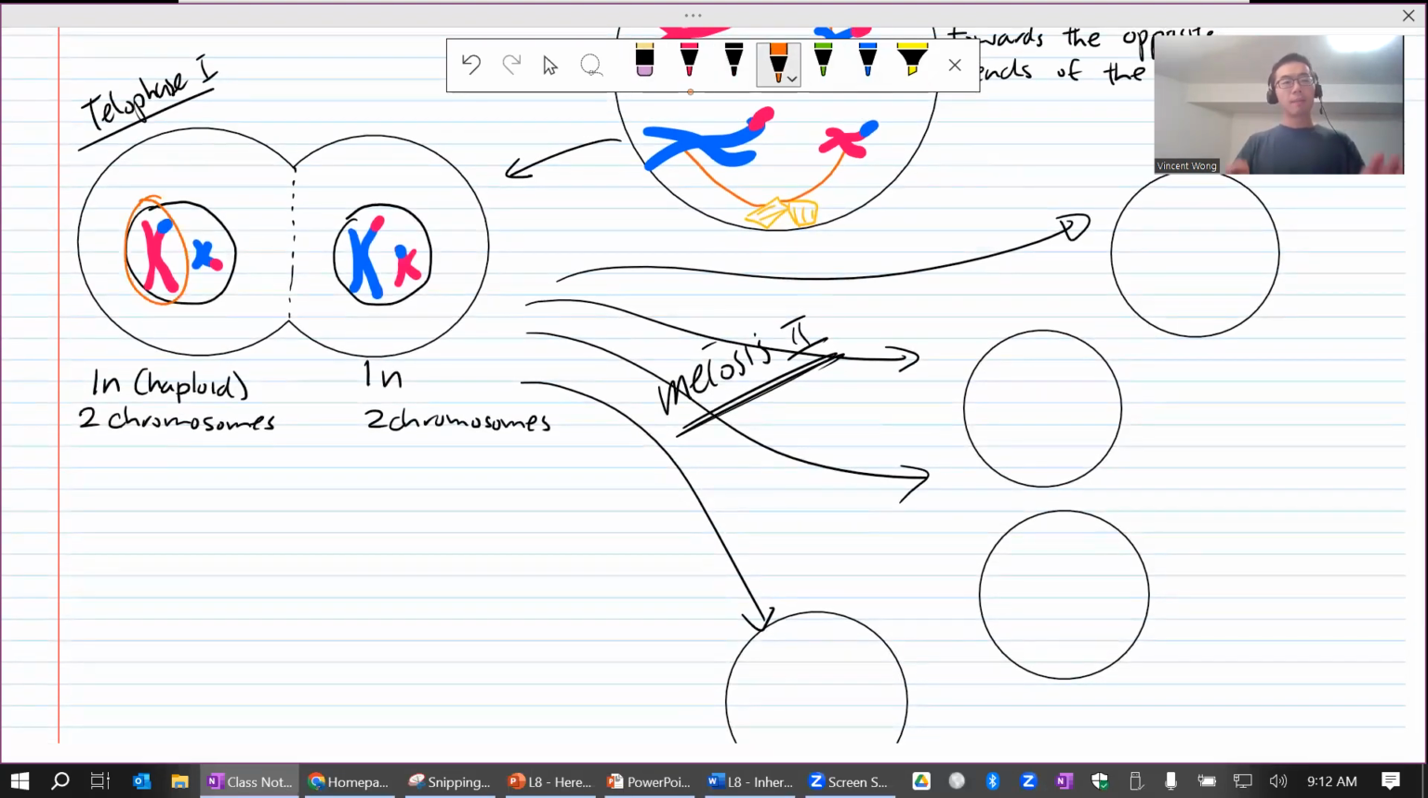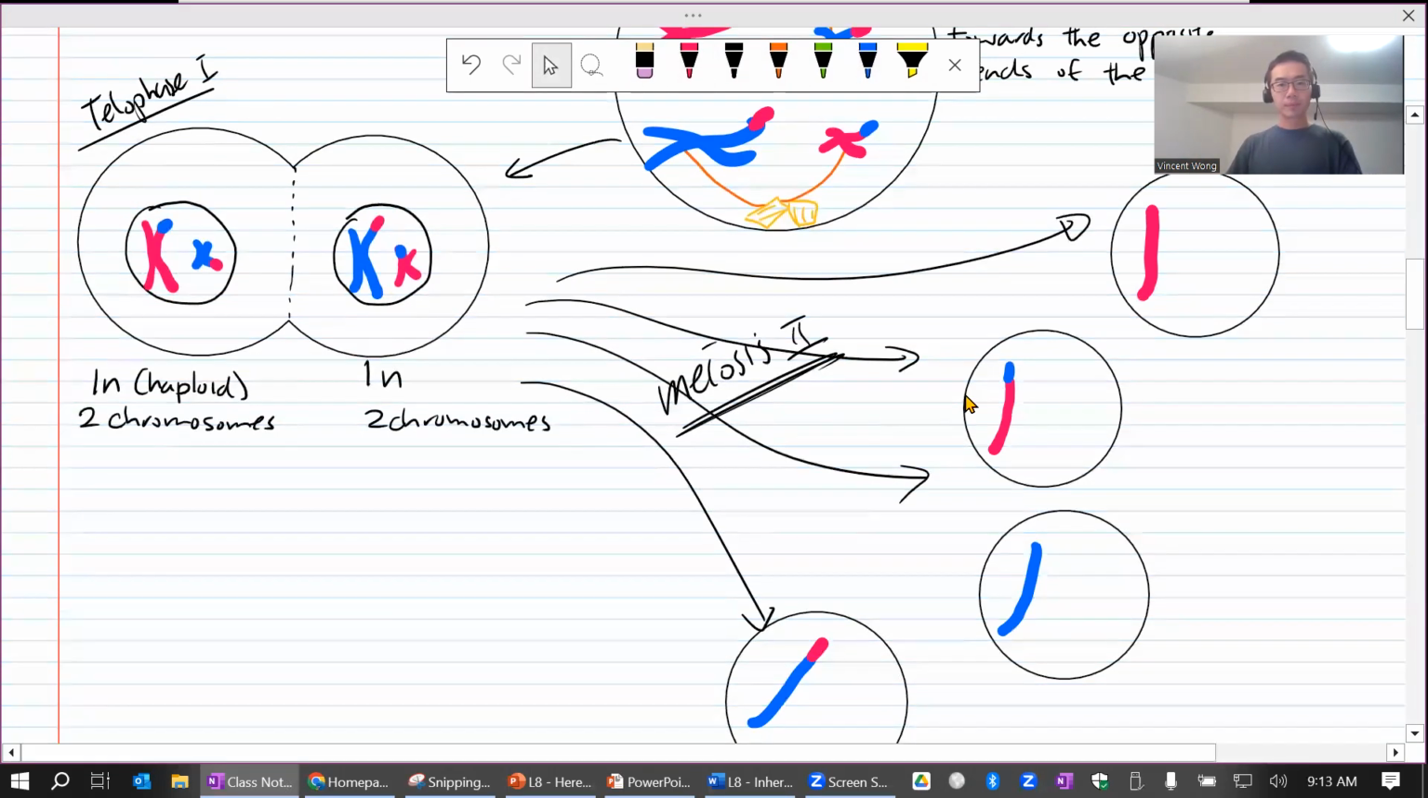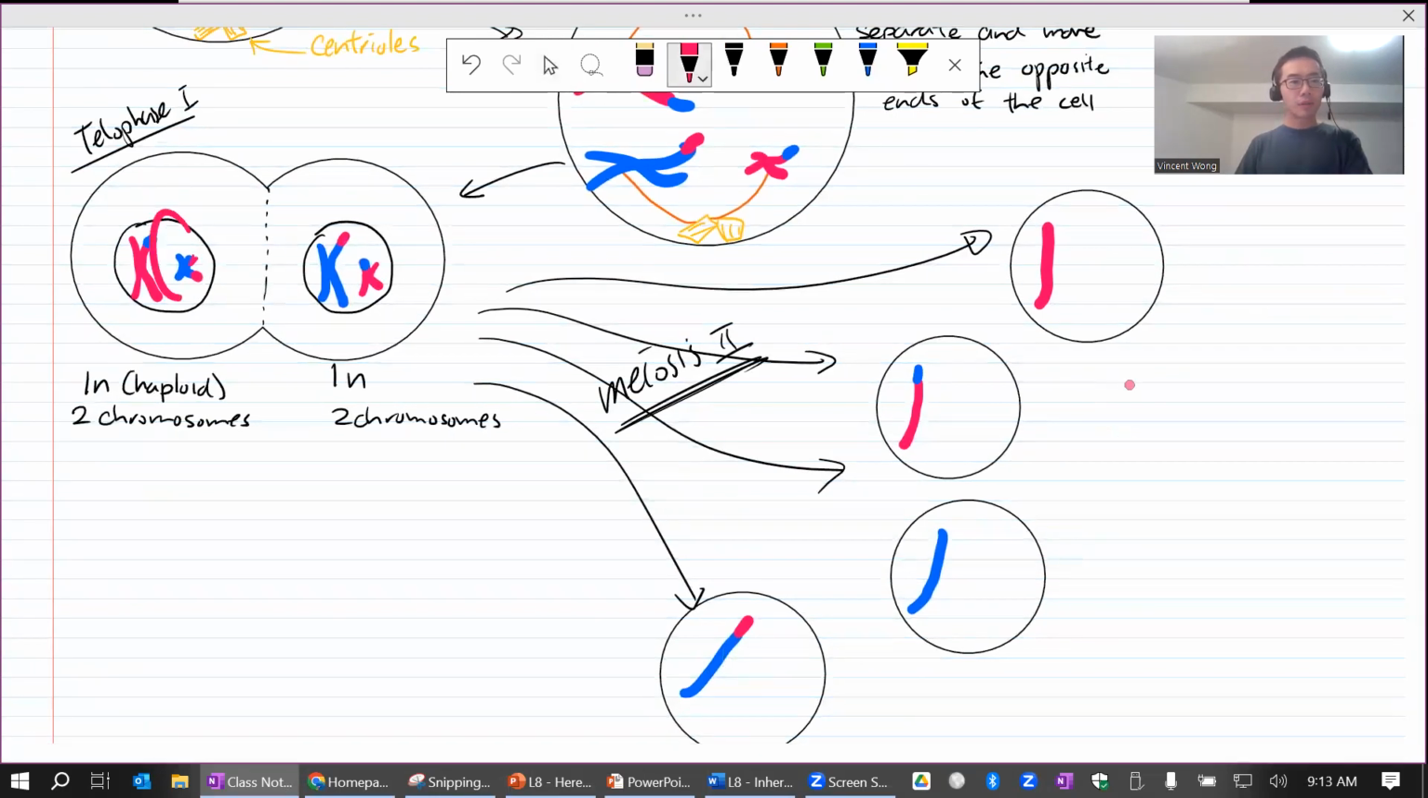Focus on this for a second. Like this one, it's going to separate, and each half is going to go to one cell. So you're going to have one cell that has the long red one on the left, and the other cell is going to have the red one and a bit of the blue. Same thing for this one. One cell is going to get the long blue, and the other is going to get the long blue with a bit of red. Same thing for the short one, for chromosome number 2. One cell is going to get the short one with a bit of red, and the other one is going to be entirely blue.